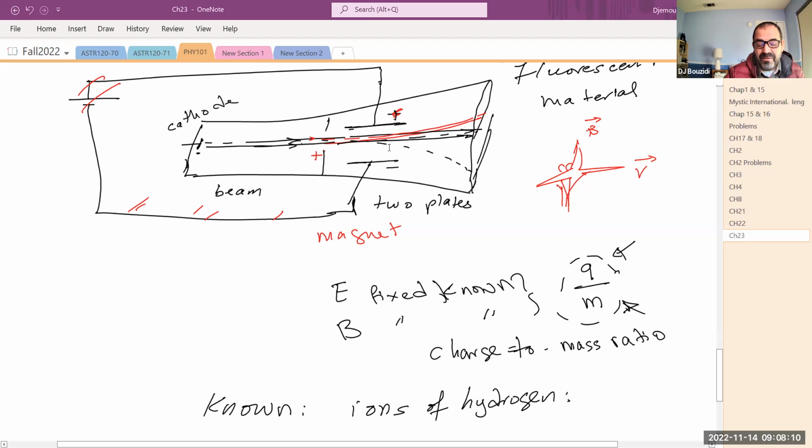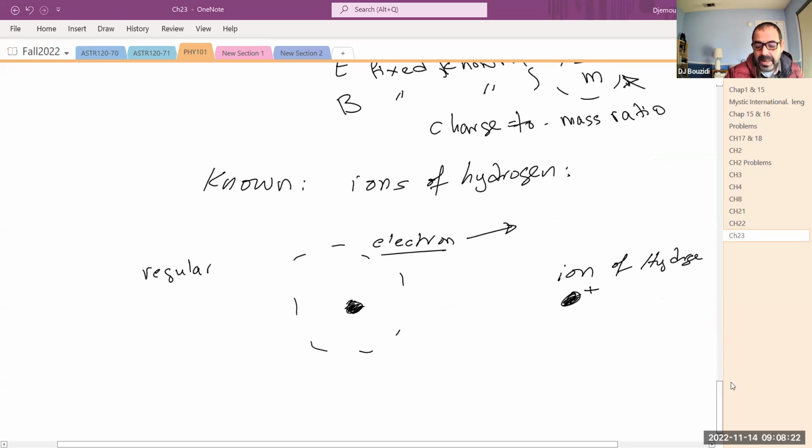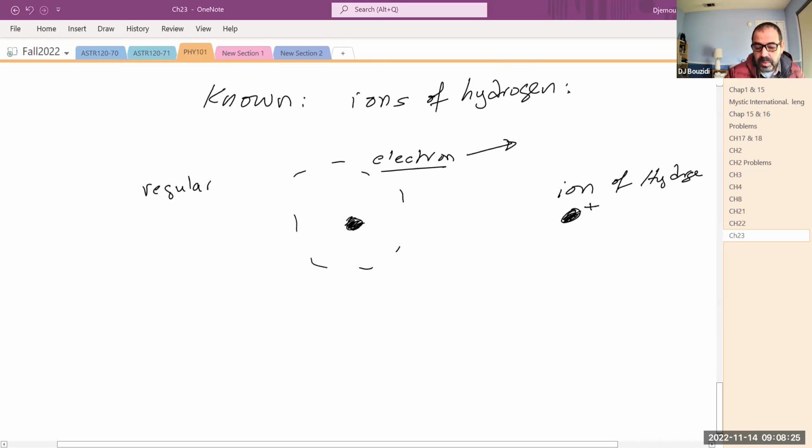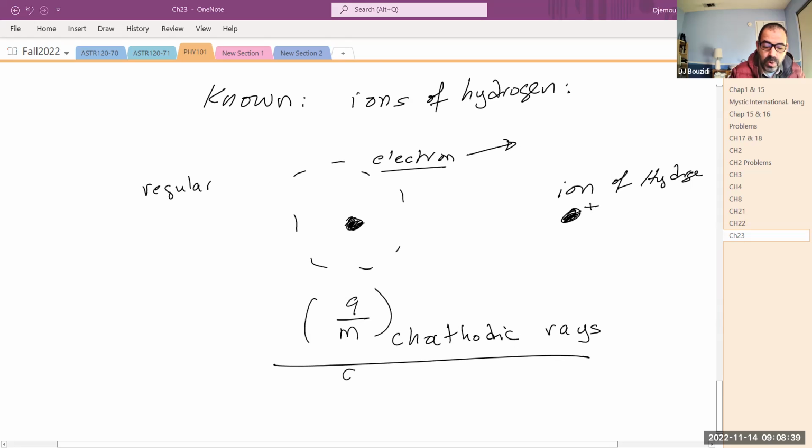they have far more mass. That's what we know today. They will bend less than what the electrons do. So the electrons have less inertia, so they will respond much easier to the electric field. So in this case, depending on the bending, the angle with which they're bending, he was able to compare the two. He was able to compare Q over M for the so-called cathodic rays versus the Q over M for the hydrogen ions.